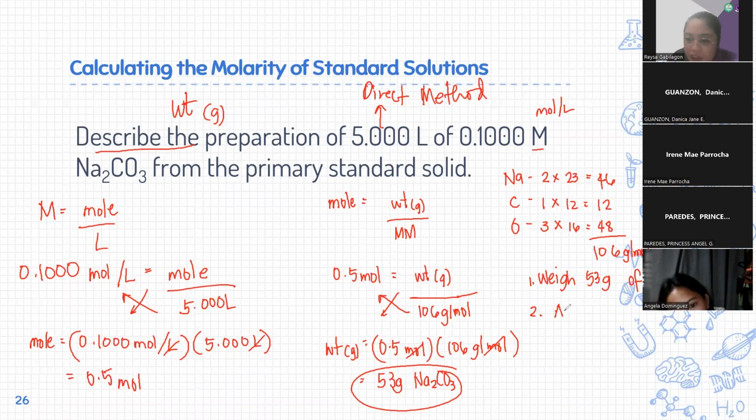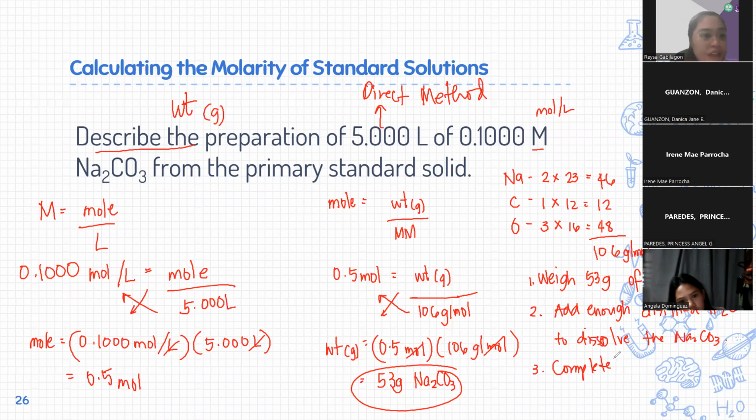Number 2, add enough, most likely our solvent in making our solution. Most of the time, it's distilled water. So add enough distilled water to dissolve the sodium carbonate. And then step number 3, complete the volume.